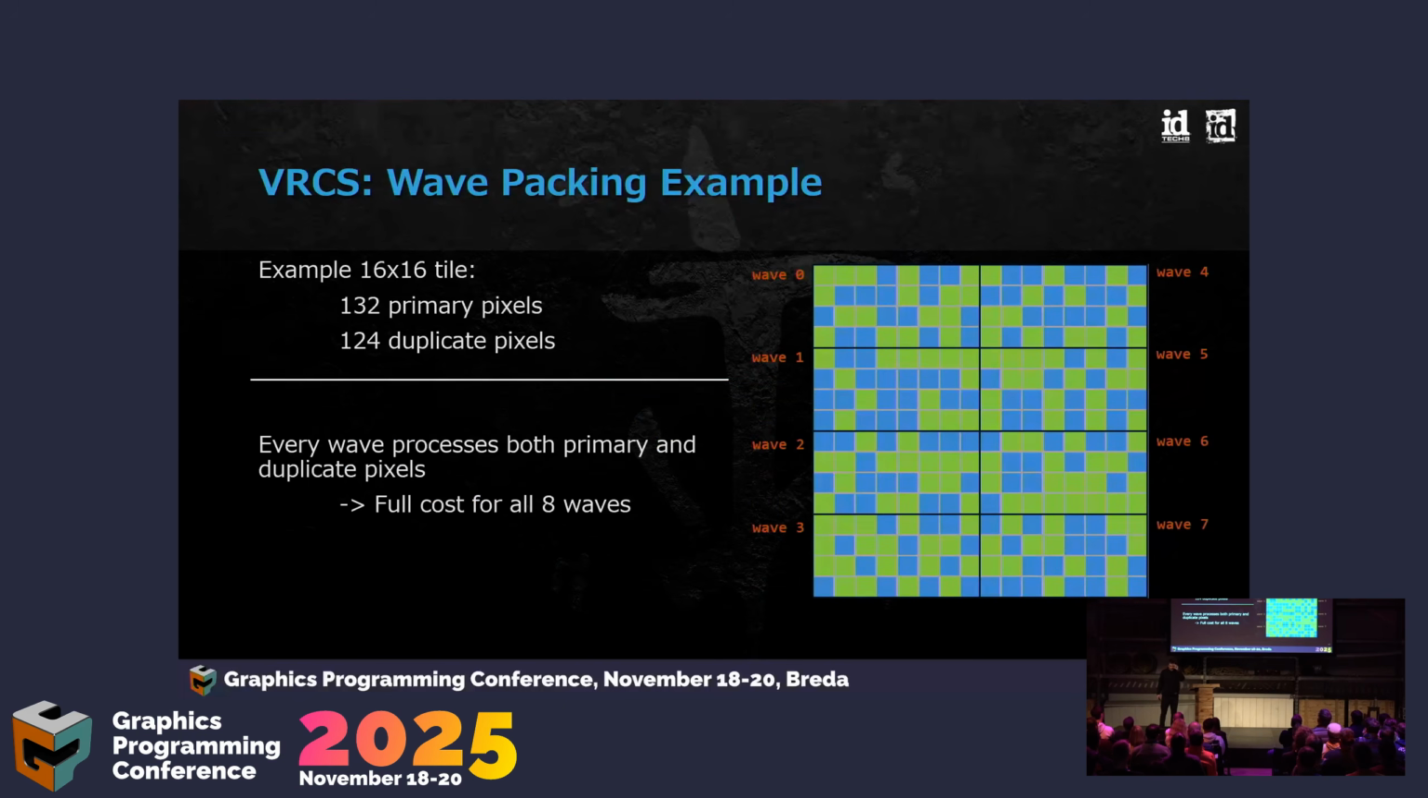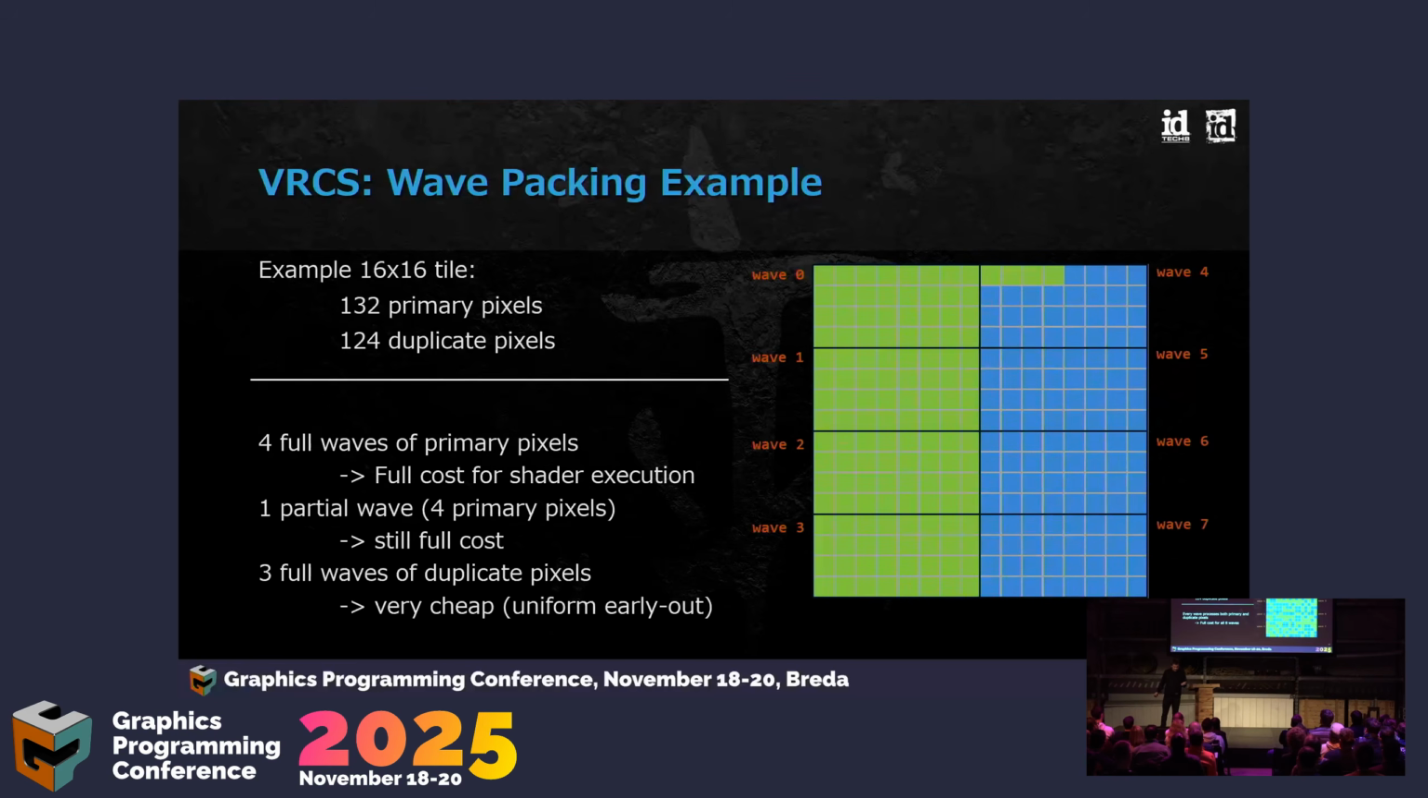Again, this is our 16 by 16 tile. It's covered by 256 pixels, computed by 8 wave32s. And in this example, we just arbitrarily chose 132 primary pixels. Did anyone count it? And 124 duplicate pixels, just arbitrarily chosen. And this diagram shows the work scheduled in screen coordinates as it would be dispatched without any remapping.